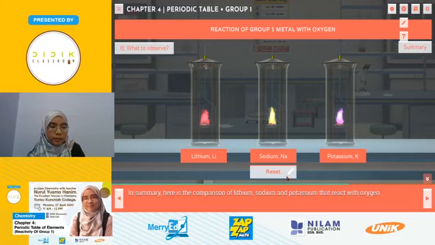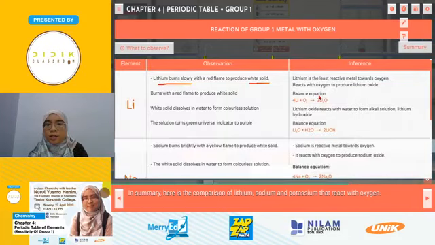So here is the summary. Lithium burns slowly with red flame and produces a white solid. This is the white solid, which is lithium oxide. And when the white solid dissolves in water, it forms a colorless solution, which is lithium hydroxide. So when we add water into the lithium oxide, it will produce lithium hydroxide.